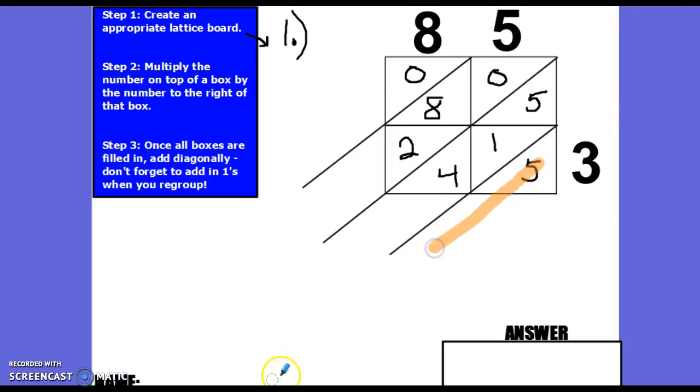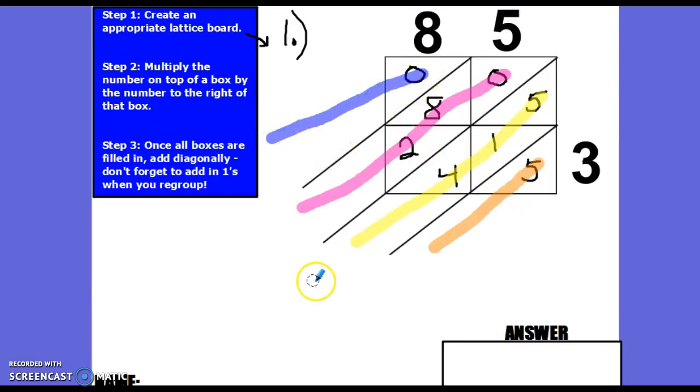Here's my 1s. I'm going to change highlighter color so you're not confused. Now this is my 10s. The reason I change highlighter colors is because now I may have more than just 2 digits. In this case, I have 3. And here's my 100s. And finally, my 1000s. Now I'm ready for step 3.